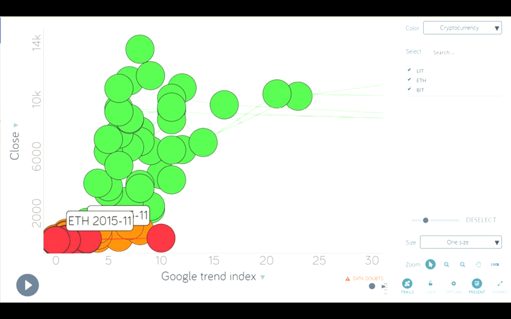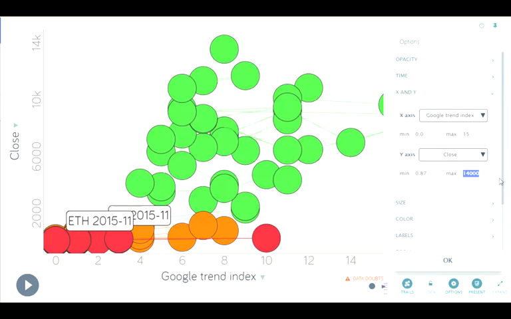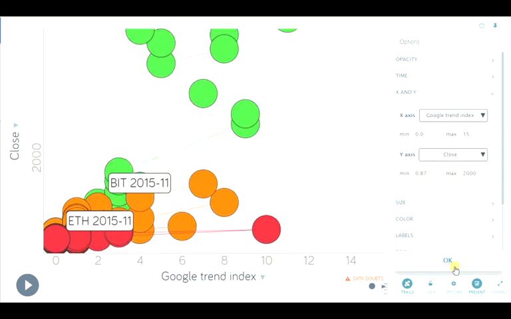So let's take out Bitcoin, or actually change the scale a little bit more so we can see how Litecoin and Ethereum compare to each other. To do that, let me change the scale of both the x-axis and y-axis. This will be somewhere probably under 15 for the x-axis, and for the y-axis, probably something along the line of 2000 as the maximum. And maybe we can see it better.